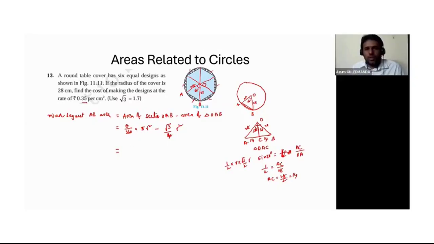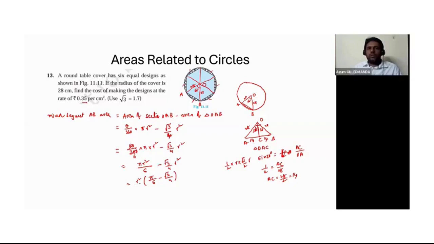Now, what is theta here? 60 degrees. So 60 by 360, pi I'll keep as is, into what is R square? R is what? 28, right? I'll leave as is. And then minus root 3 by 4 R square. So what it is becoming actually is pi R square by 6 minus root 3 by 4 R square. Or I can write this as R square into pi by 6 minus root 3 by 4.